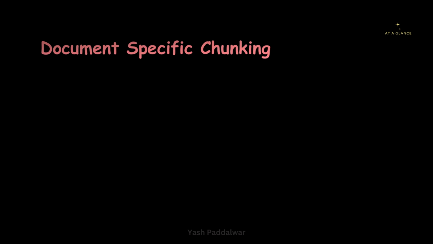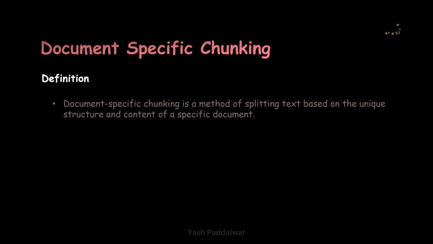First, we'll have a look at the official definition of document specific chunking. The definition says that document specific chunking is a methodology of splitting the text based on the unique structure and content of the specific document. Now, we might have data of a particular format. You might have observed the JSON format. There are curly brackets and it contains key value pairs. This is one type of format.